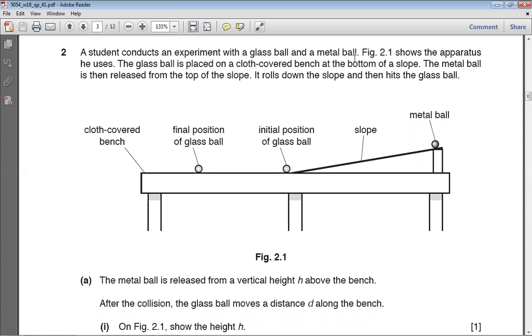Okay, so what's happening here? Here we have a ramp. Here we have a metal ball. This metal ball will be released from here. It will roll down the slope. And here we have a glass ball. This metal ball will collide with this glass ball, and this glass ball will obviously roll on this horizontal table. We have also placed a cloth on the table. So this glass ball will move from here and will come here.